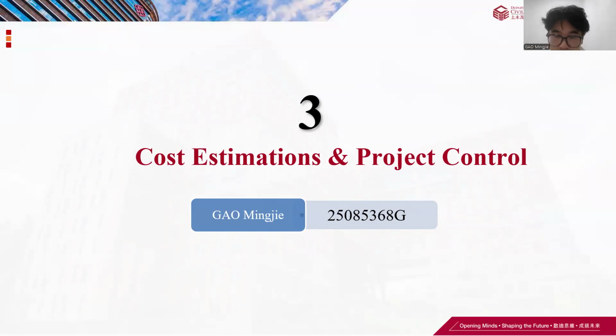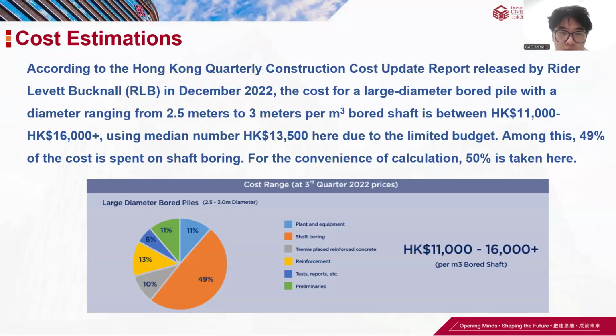Okay, I'm Gao Mingjie. I will continue to introduce the cost estimation and the project control part. For this part, I chose excavating the inside of the casing as a task from the pile foundation section to present an example, and the same approach applies to the other tasks. According to RLB company's cost report, we can use this cost data as a reference.